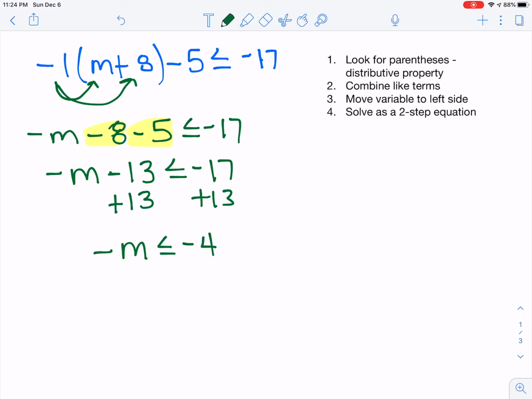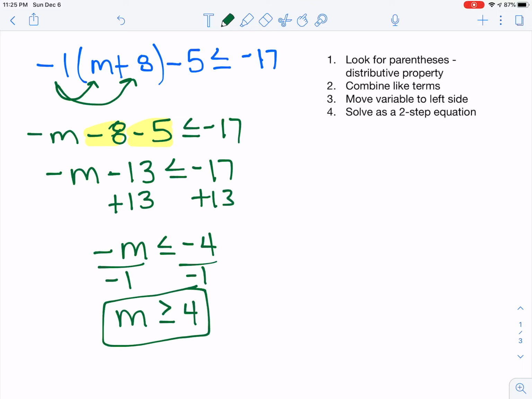Now the problem is I have this negative in front of my m here, so we're going to divide everything by negative 1 to get rid of that. So that's going to be m. Now, since I multiplied or divided by a negative, the rule is I have to change my symbol, so now it becomes greater than or equal to, and then negative 4 divided by negative 1 is positive 4.